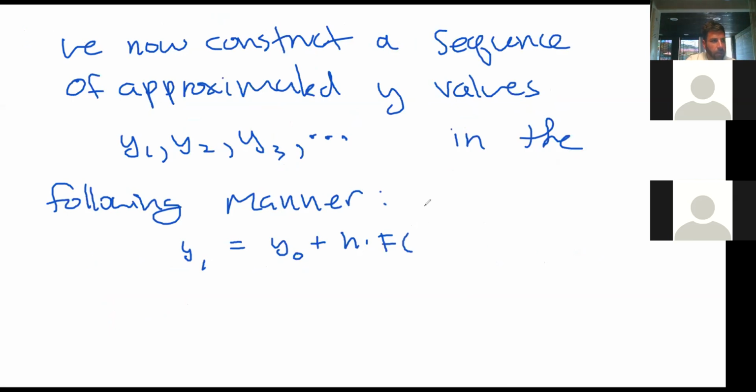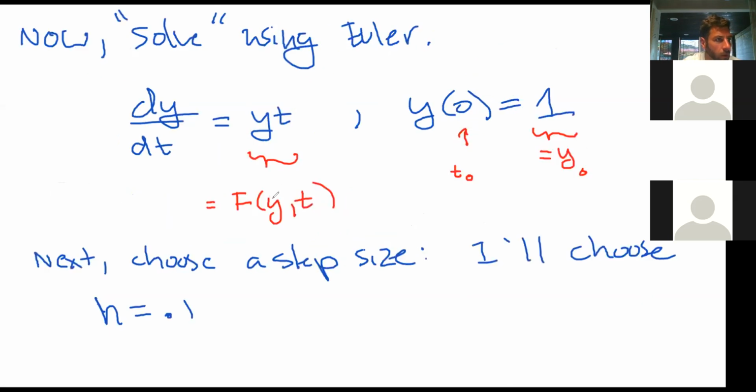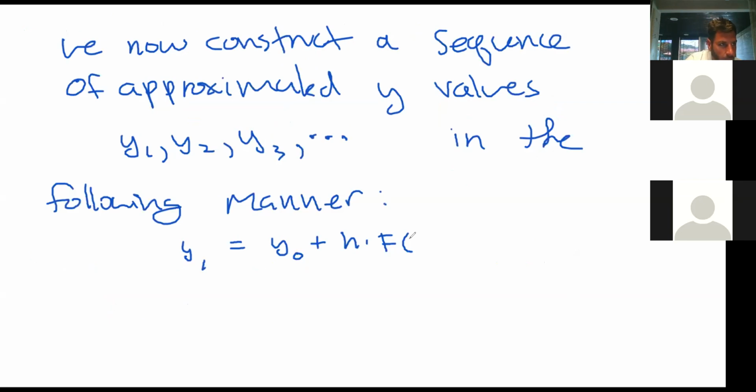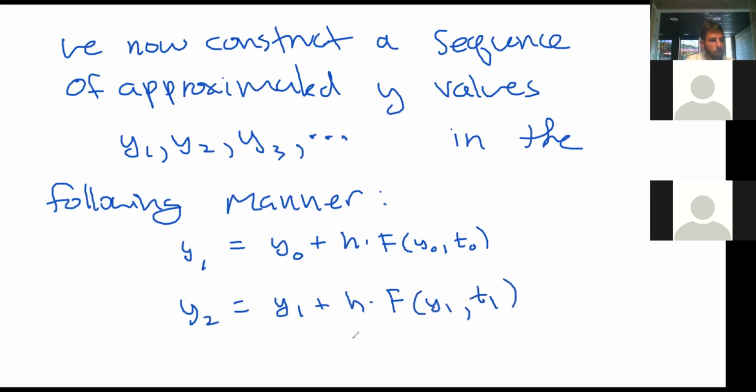And the first thing I'm going to do, remember, what was my f? It was y. So I call this f of y comma t. I'm going to put my first y value in, that's my y of 0, and then my first t value in, which is t of 0. And then how do I get my second approximation? I plug in as follows. And this pattern goes forever and ever.